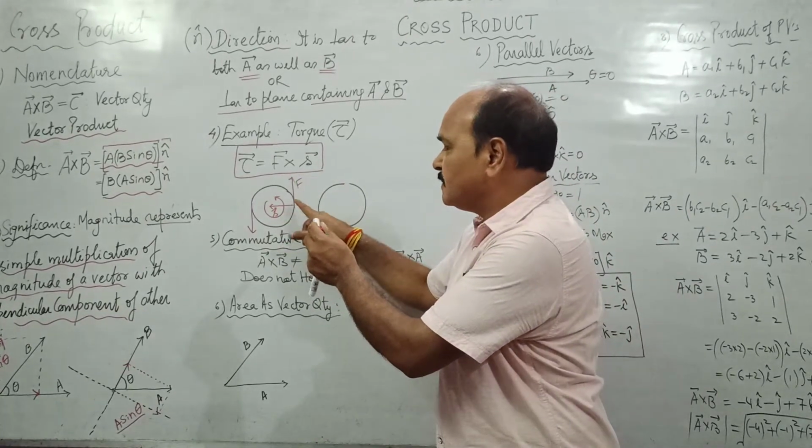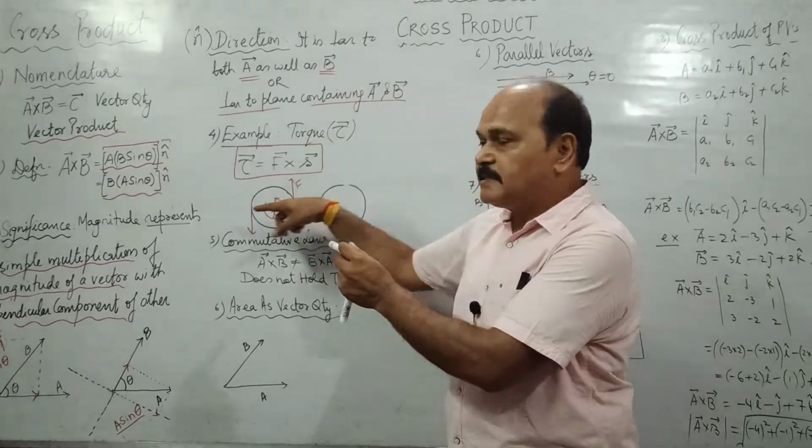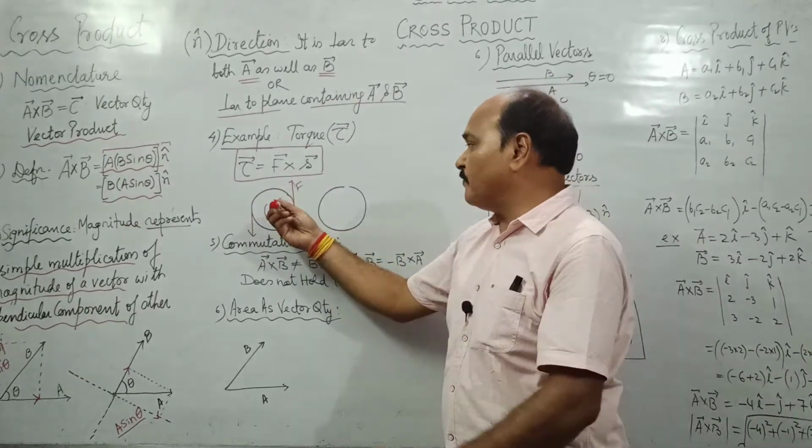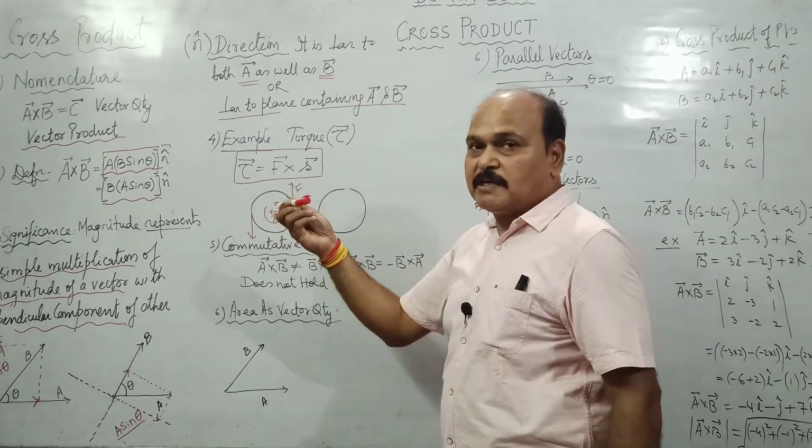and this direction is perpendicular to both F as well as S. If F is along the Y axis and S is along the X axis, then F cross S is going to be along the Z axis.